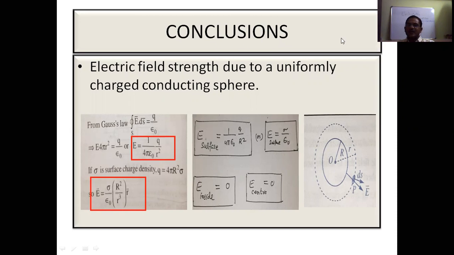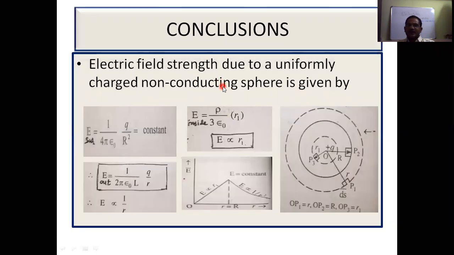On the surface, the field strength formula is 1 by 4 pi epsilon naught Q by capital R square. In terms of sigma, E on the surface equal sigma by epsilon naught. Inside the conducting sphere, the field at every point is 0. Therefore, obviously, the field strength at the center of the sphere is also 0. That is what we discussed regarding the uniformly charged conducting sphere.